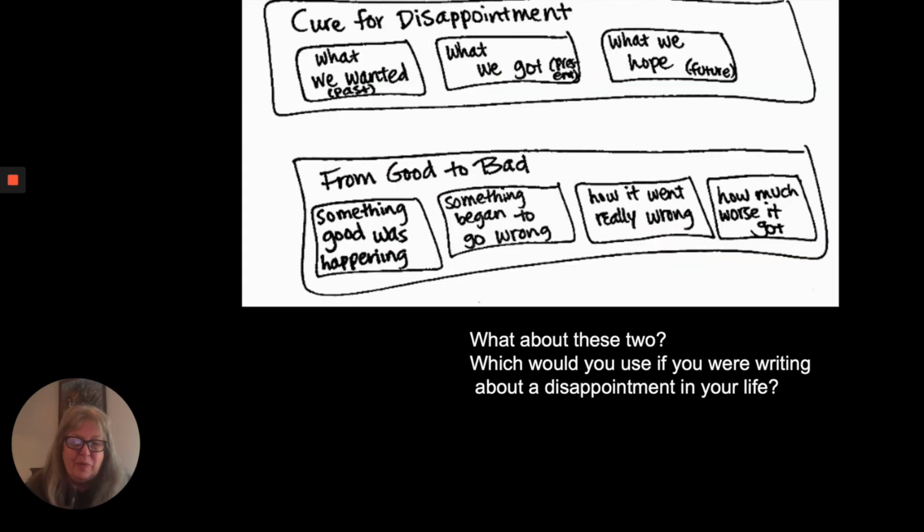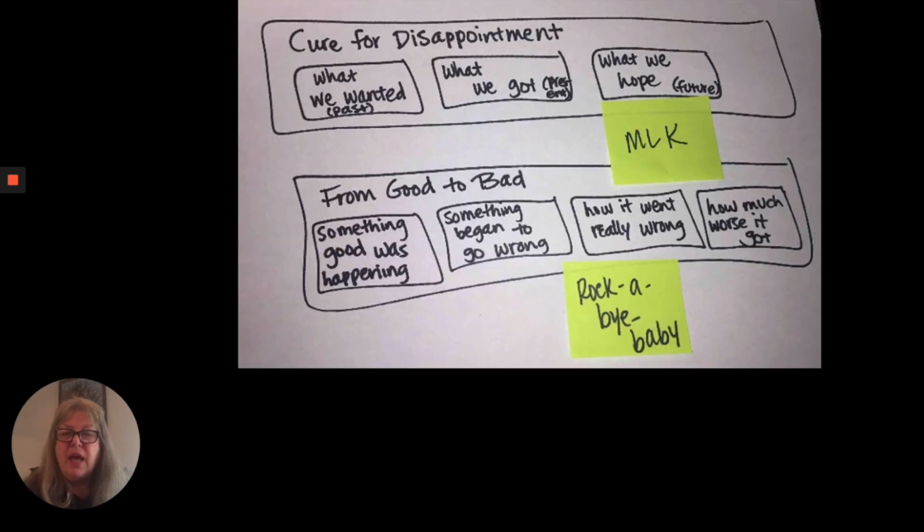Look at these two. If you were writing about something disappointing, the first one or the second one, do you think looks familiar? And which one would you want to use if you were writing about something disappointing? Well, it kind of depends on what you were talking about and what you wanted to say about it, right? The top one comes from the most famous speech in American history, Martin Luther King's I Have a Dream speech. The bottom one is, you can see, Rockabye Baby.